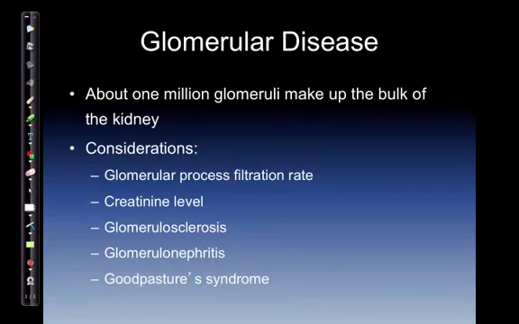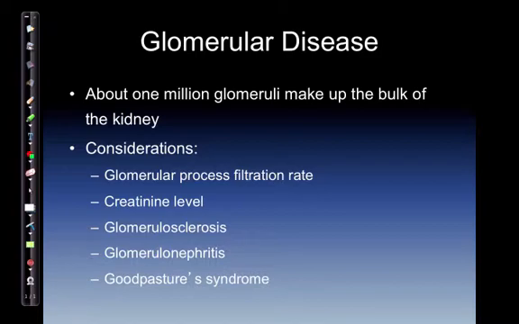Glomerular disease. About 1 million glomeruli make up the bulk of the kidney. Considerations in glomerular disease include the glomerular filtration rate, or GFR, which is the measure of the kidney's health. Creatinine level is also considered. Creatinine has a constant clearance, so it's a crude measurement of the glomerular filtration rate, and we expel this creatinine all the time.